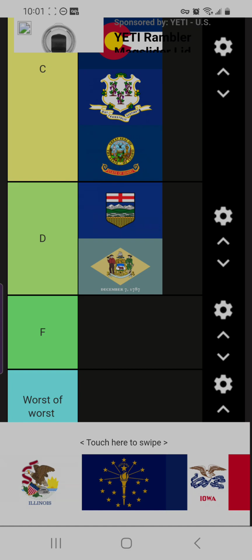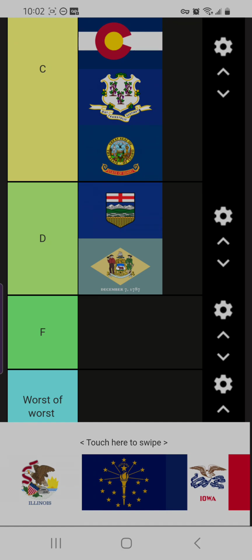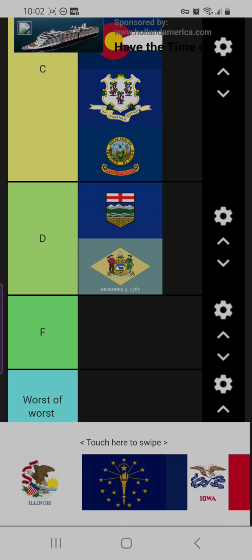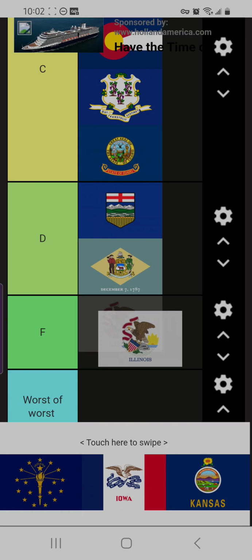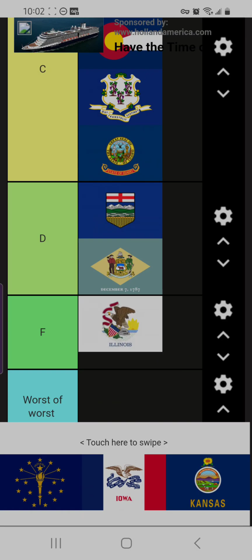Illinois. This shoe actually looks disgusting. It looks so much worse than Turkey. At least the shoe actually has one positive. I don't have any positives about the flag. So I think we're gonna have it be in the high F tier.